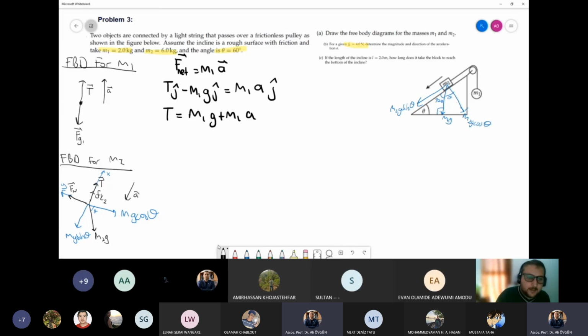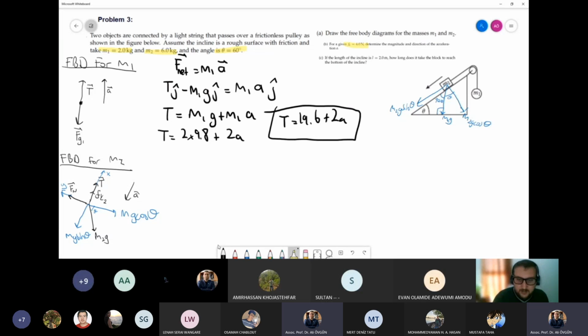So what is T? T is equal to m1, which is 2, times 9.8 plus 2a. So you find the relation between T and a. So T is equal to 19.6 plus 2a. Because here there are two unknowns, a and T, after that you must go to the second object.